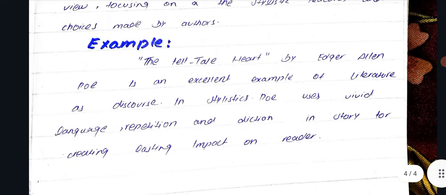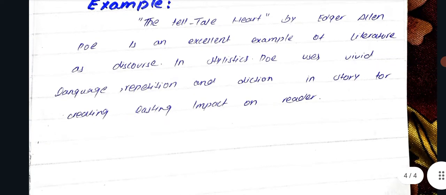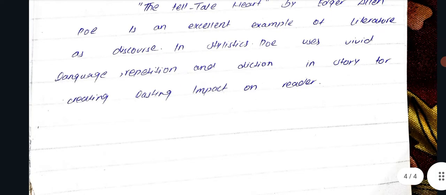Example: The Tell-Tale Heart by Edgar Allan Poe is an excellent example of literature as discourse. In stylistics, Poe used vivid language, repetition, and diction in the story, creating a lasting impact on readers.